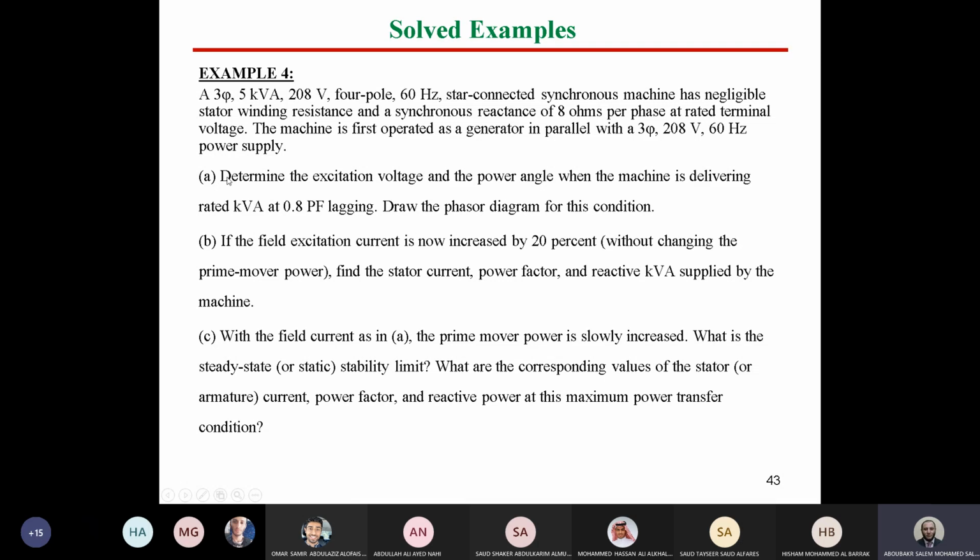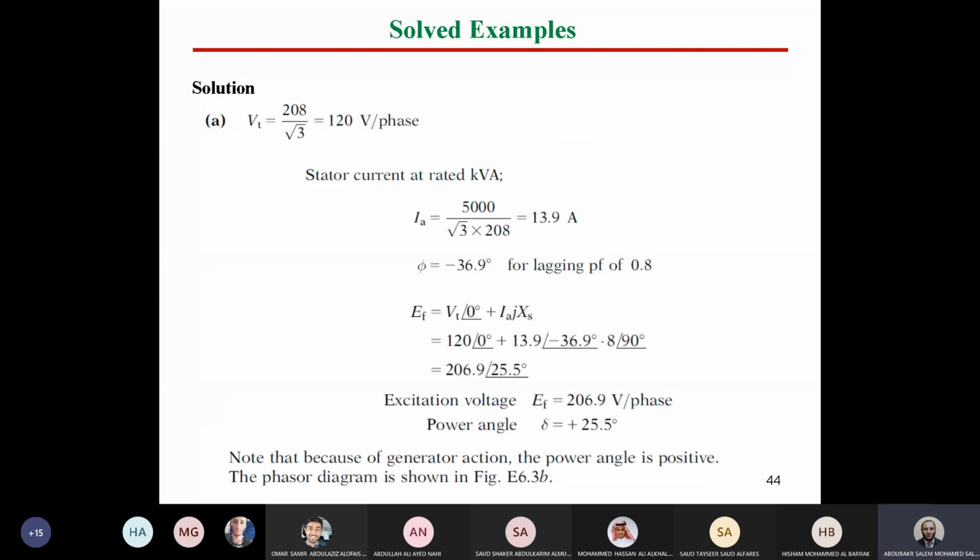We solved part A, which was to determine the excitation voltage value EF and the power angle. So we got the value of EF and power angle when the machine is delivering rated kVA. We solved this in an external file on Word, and here we will see the solution together.